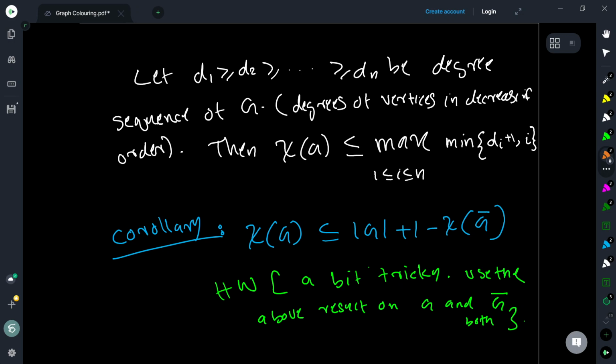No, not pairs, like among these values, right? The minimum of d_i plus 1 and i. So collect this, and so the ith vertex in this order, its degree plus 1 and the value i itself. So collect this and then find the maximum among this ordering, and this will give you the chromatic number of G is less than or equal to this.